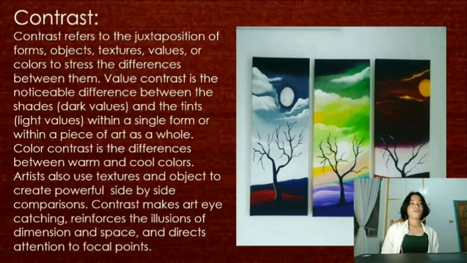So, contrast. Contrast refers to the juxtaposition of forms, objects, textures, values, or color to stress the differences between them. Value contrast is the noticeable difference between the shades, dark values, and the tints, light values within a single form or within a piece of art as a whole. Color contrast is the differences between warm and cold colors. Artists also use textures and objects to create powerful side-by-side comparison. Contrast makes art eye-catching, reinforces the illusion of dimension and space, and directs attention to focal points.